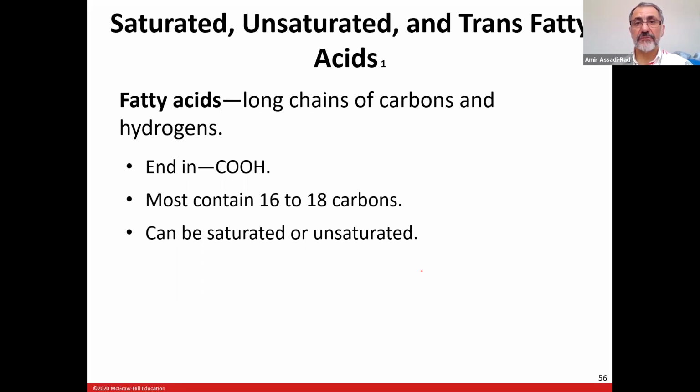Fatty acids, long chain of carbons. As I mentioned this, I think this is a better diagram. So this is a fatty acid. Remember this? All long chain of fatties. The one end is the acid end. So COOH is acid. And then the other end is a methyl end. Can be saturated or unsaturated. I showed you guys what they mean.